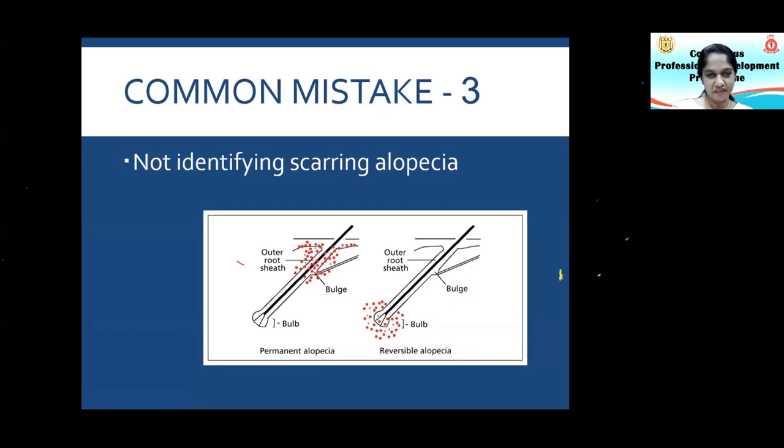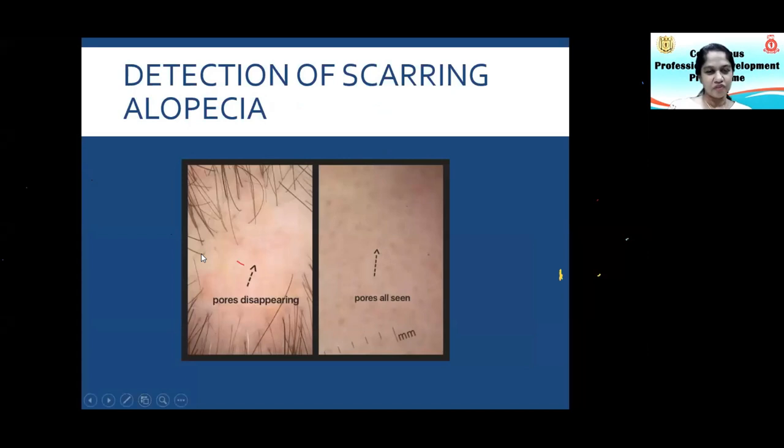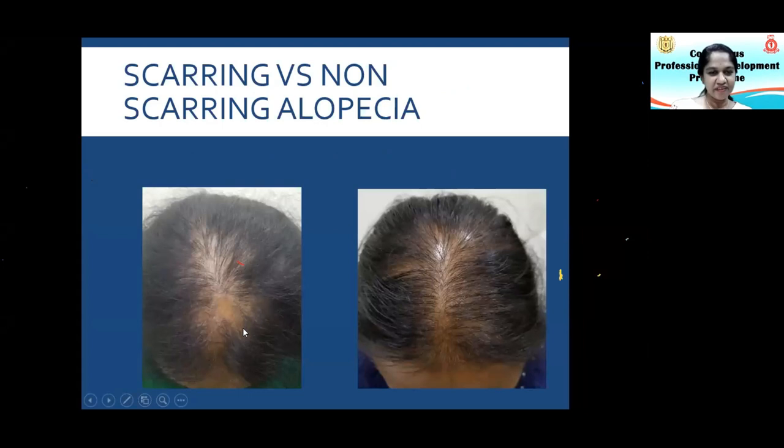So how can we identify this scarring alopecia? If we see a scarring alopecia, you don't see any hair follicle openings. But in a non-scarring alopecia, if you have a close examination, you can see, even if there are no hairs, you can just see the hair follicles. So this is actually, I think you will be able to identify the scarring here. You can see this shiny, glistening skin. And if you do a close examination, you won't see any hair follicles.